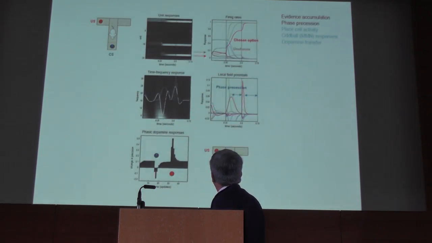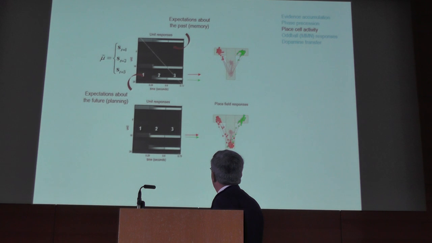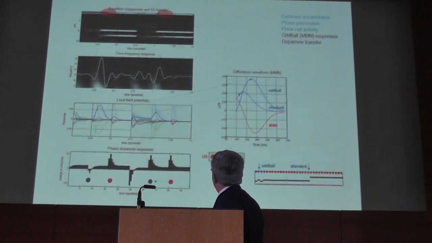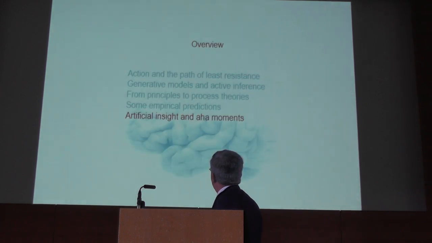For example, a lot of scientists talk about this later, but evidence accumulation inherent in this epistemic part, divergence between chosen and unchosen options, the architecture of inferring sequential pulses and beliefs about the past and the future, and how that leads to a phase of precession and the sorts of dynamics seen in the hippocampus. Indeed, you can get out of this simulation that I showed you place field activity, also simulated mismatch negativities, transfer of dopamine responses, and so on.